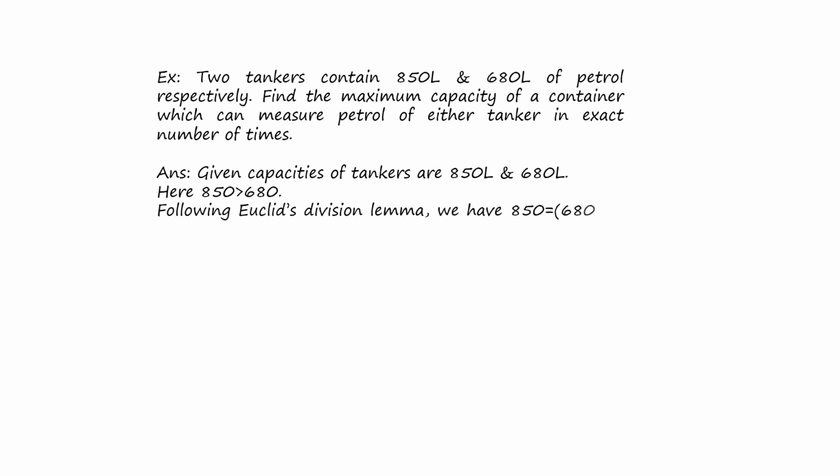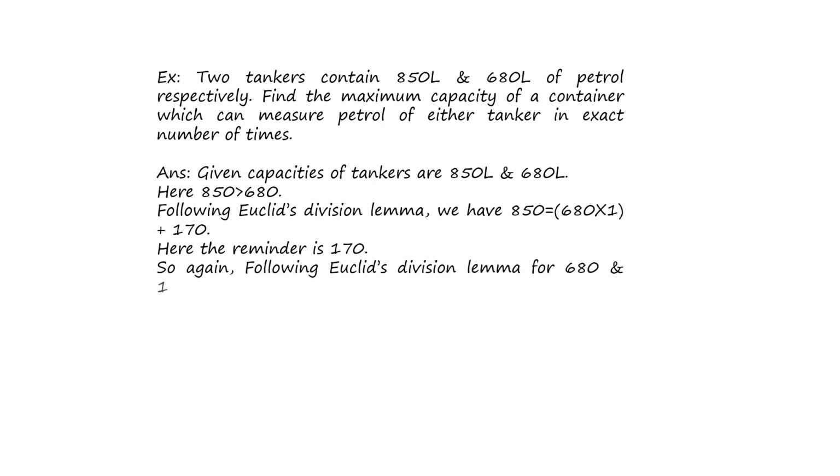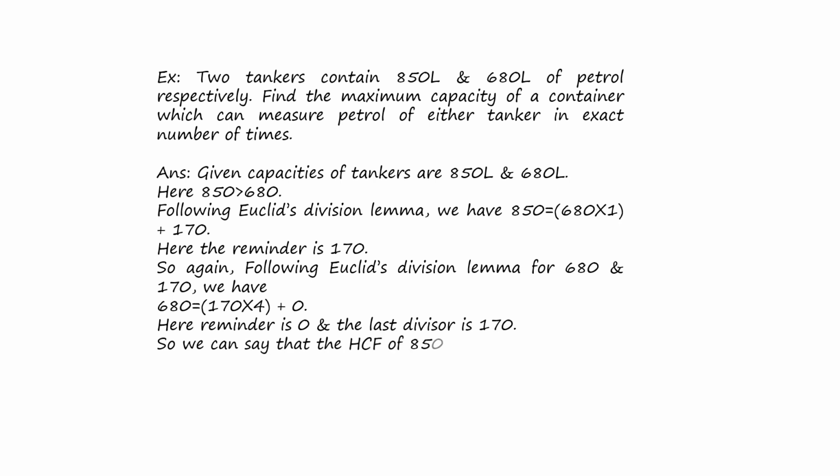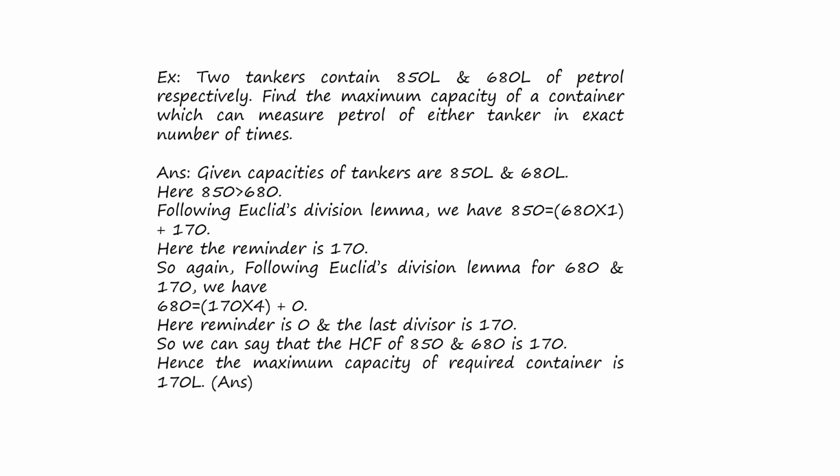So following Euclid's division lemma, we have 850 equals 680 plus 170. Here the remainder is 170 and it is not equal to 0. So again, following Euclid's division lemma for 680 and 170, we have 680 equals 170 into 4 plus 0. Here the remainder is 0 and the last divisor is 170. So we can say that the HCF of 850 and 680 is 170. That means the maximum capacity of the required container is 170 liters. This is the answer.